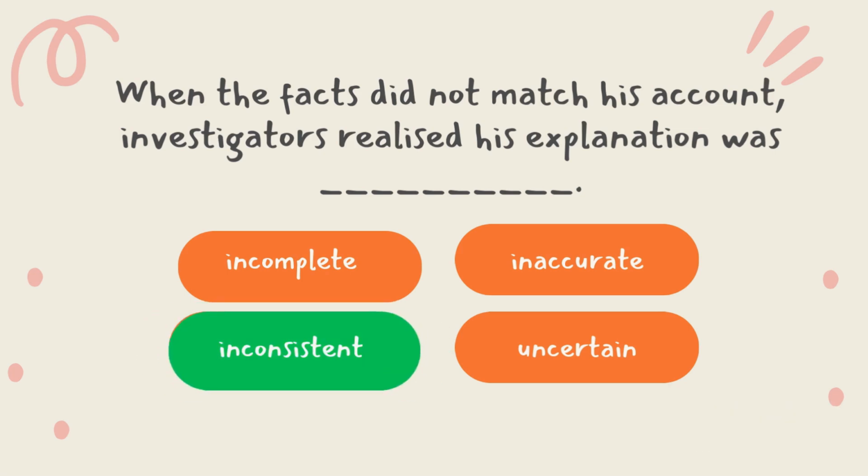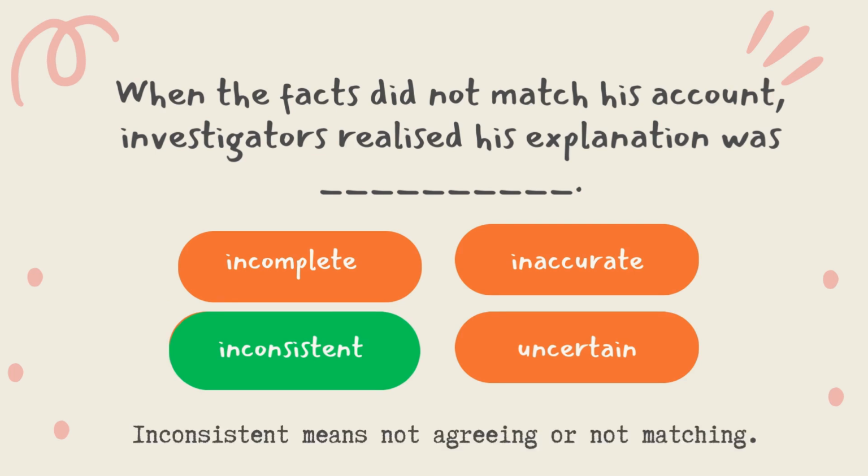The correct answer is inconsistent. Inconsistent is used when something is not agreeing or not matching. If someone's explanation does not match the facts, it is inconsistent.